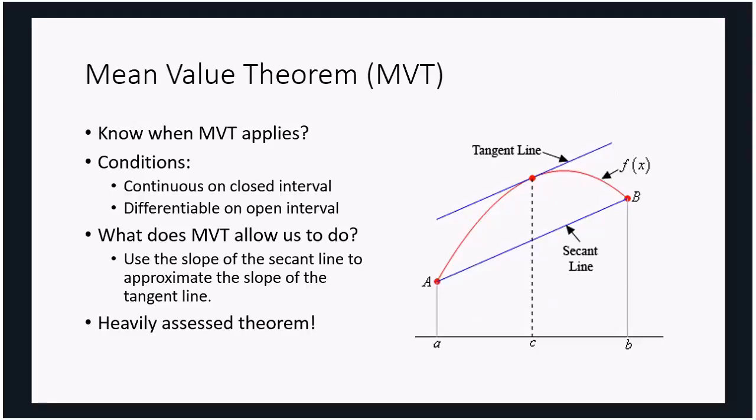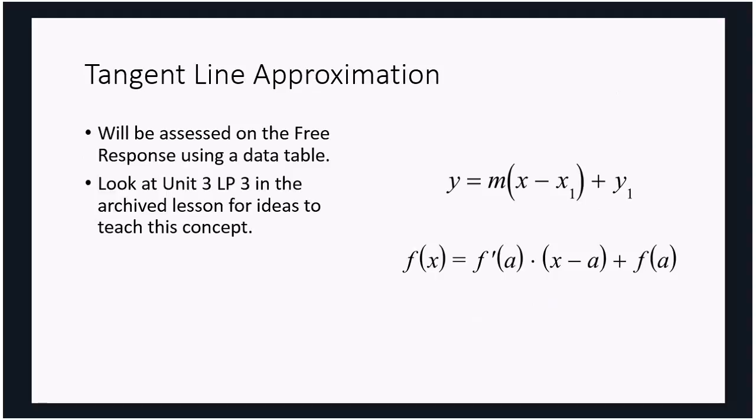And so scholars also need to understand what the mean value theorem allows us to do in calculus. And this is going to help very much if scholars just understand this concept that we can use the slope of the secant line to approximate the slope of the tangent line. And that's really how we're finding tangent line approximations, because it's usually going to come up in a data table, this type of question. Oh, tangent line approximations. So we'll be assessing this probably in the free response question on the AP exam. It can be assessed in the multiple choice, but I'm pretty sure you're going to see it in the free response.